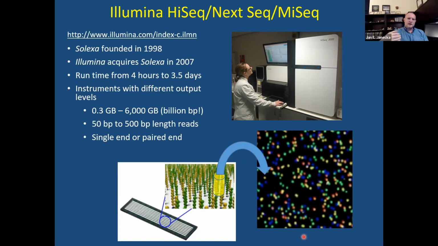Because this can happen at really high throughput, you can sequence up to 6 billion, actually this is GB as billion, so 6 trillion base pairs at a time with some of these instruments, right? This sequencing technology was developed by a company called Solexa in 1998. Illumina purchased them in 2007, and as they have developed these instruments, they've come up with different ones that have different capacity. Again, they can sequence anywhere from maybe 300 million base pairs at a time up to 6 trillion base pairs at a time. The read lengths vary from 50 base pairs up to 500 base pairs.